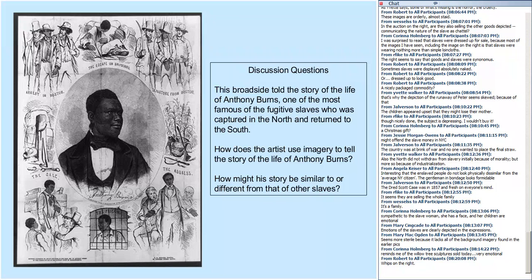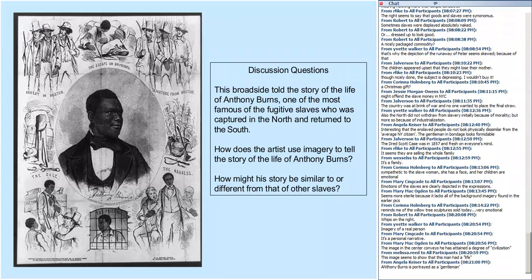See anything new here? Well, certainly the image at the center. Everything focuses our attention on that image. And that is not a runaway. That is not somebody who's pleading for freedom. That's a very formidable person.